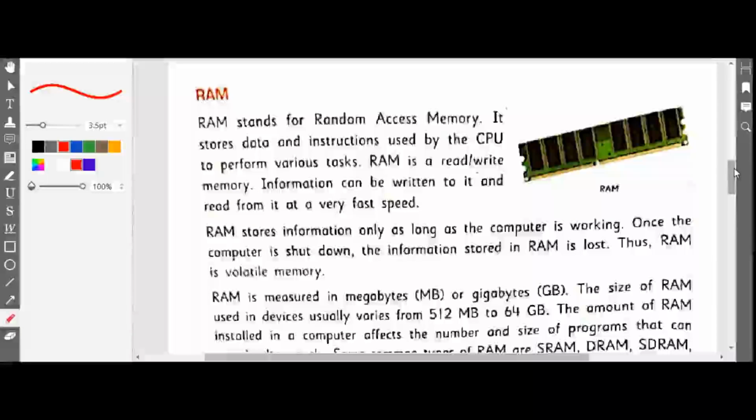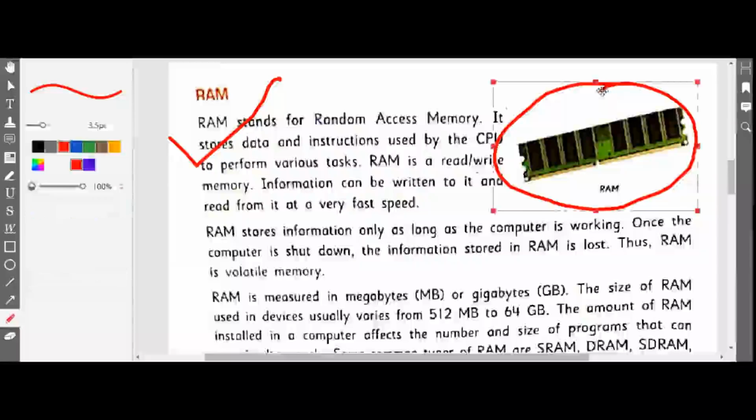So at the time of our working, who is responsible for providing the memory? If we are inputting some content, that content also requires some memory. Which device is responsible for providing that memory? That memory is provided by the RAM. And this is the figure of RAM.